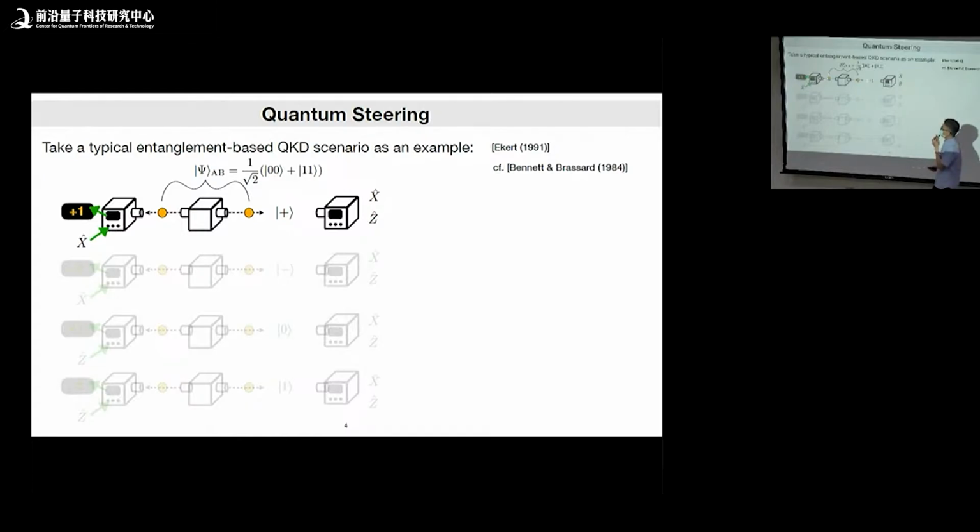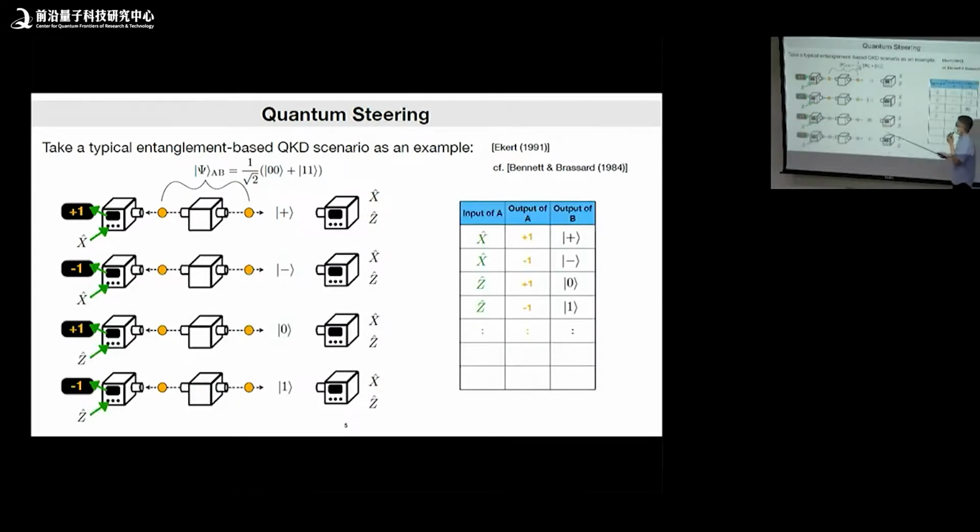After measurement, Alice obtains one of 2 outcomes labeled by +1 and -1. Alice can perform one of 2 measurements, for instance in the X basis or in the Z basis. And what Bob obtains finally will be one of 4 states: +, -, 0, or 1. After repeating this experiment many rounds, they can write down a data table.